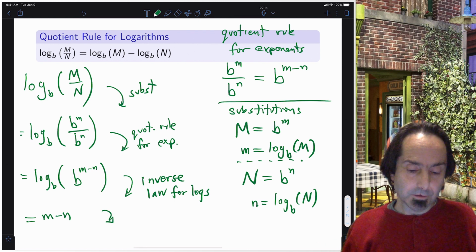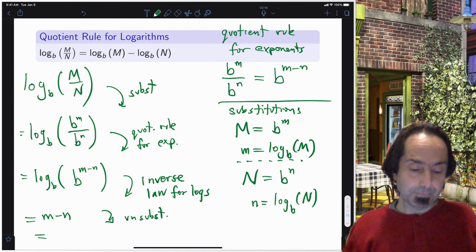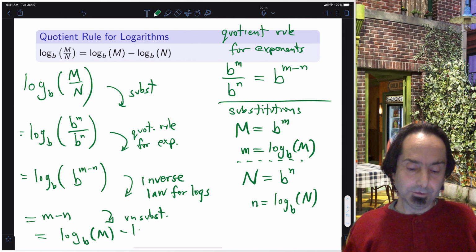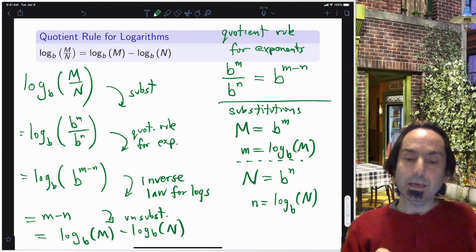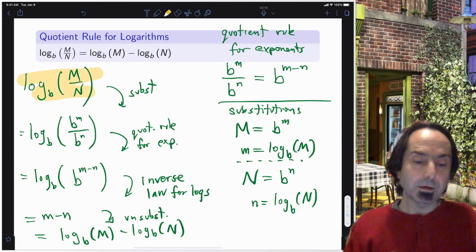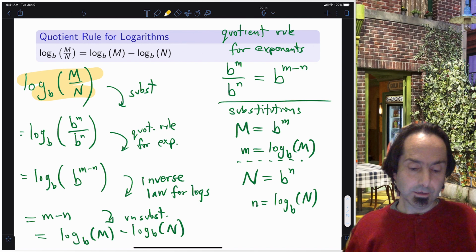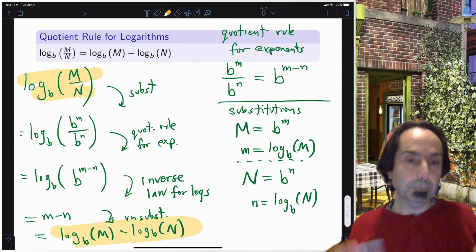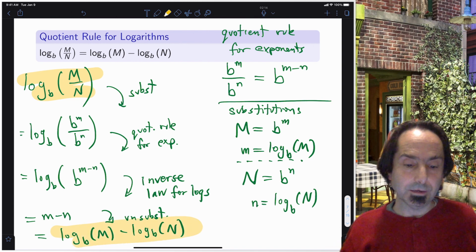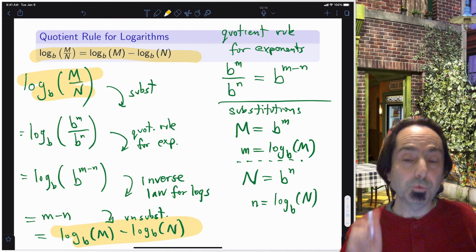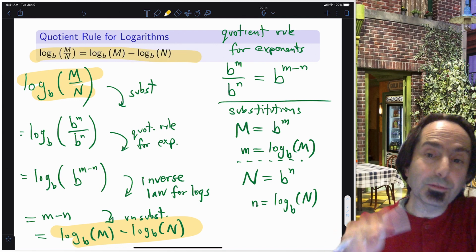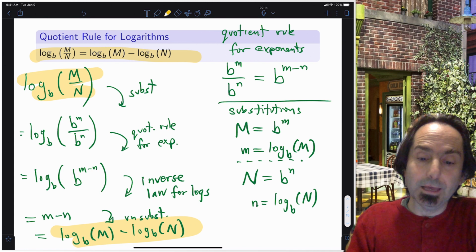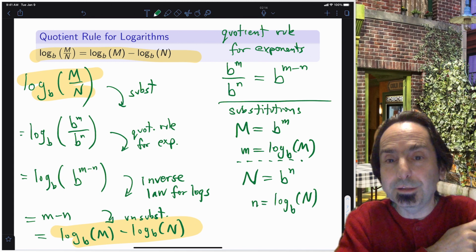And now we can do an unsubstitute, because little m is log base b of big M, and little n is log base b of big N. And we've done it. The log base b of M over N is the log base b of M minus the log base b of N, and that's the quotient rule for logarithms.